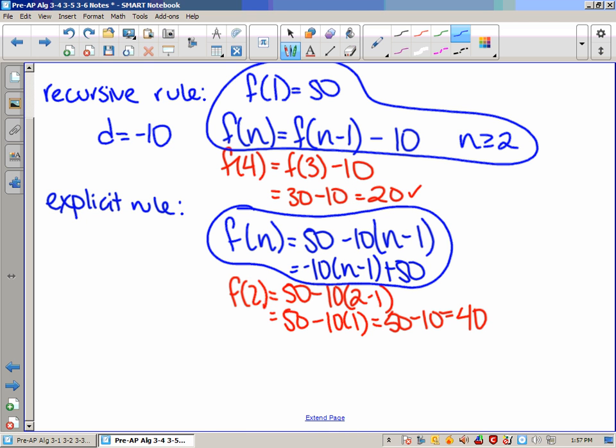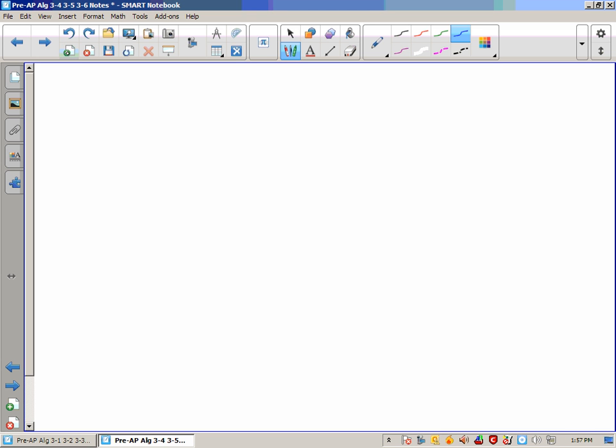Okay, I'm going to do one more example. Let's see, I'm going to try and make one that's a bit more challenging. Okay. So let's do the recursive.